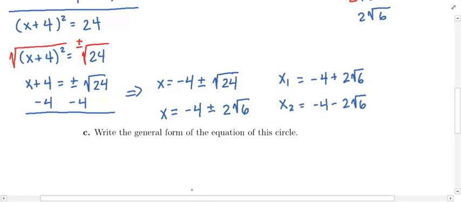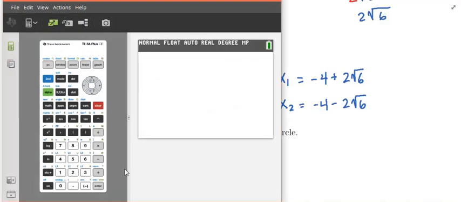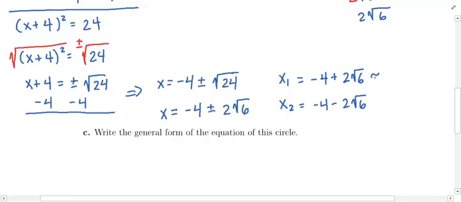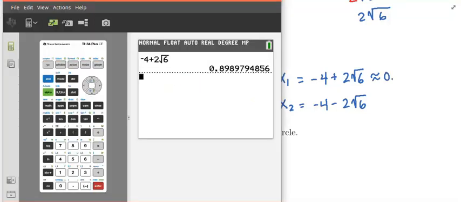So let's work on the first x-intercept. I'm going to type in -4 plus 2 times the square root of 6. I'm going to have to round this, so I'll round it to 3 places after the decimal point. So this is going to be approximately 0.899.